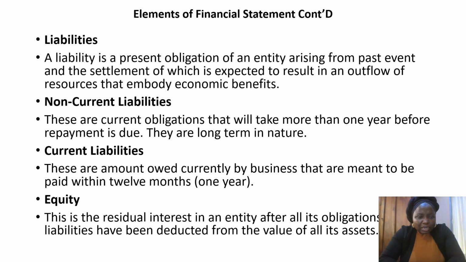As we have for assets, we equally have non-current liability, meaning that the commitment on the part of the company will take more than 1 year before repayment is due. That is, if a company is owing a supplier for, let's say, 3 years or 5 years, that is far beyond 12 calendar months of 1 year. Such a liability will only be regarded as non-current liability because its repayment is beyond an accounting year end. I hope we are together.